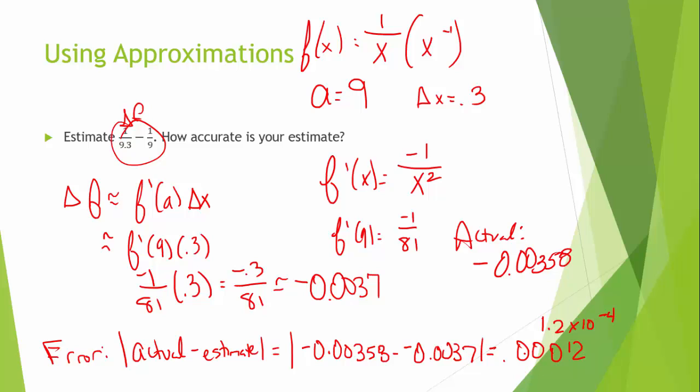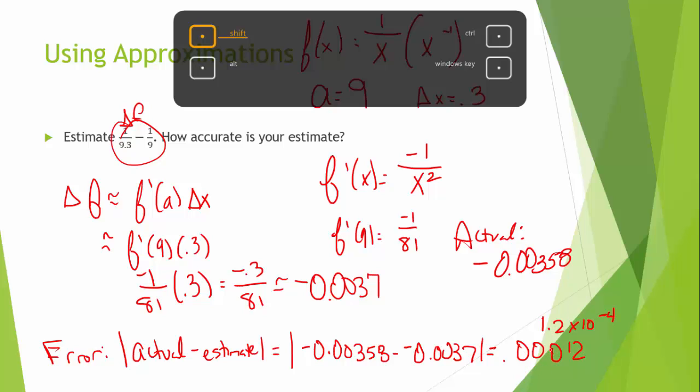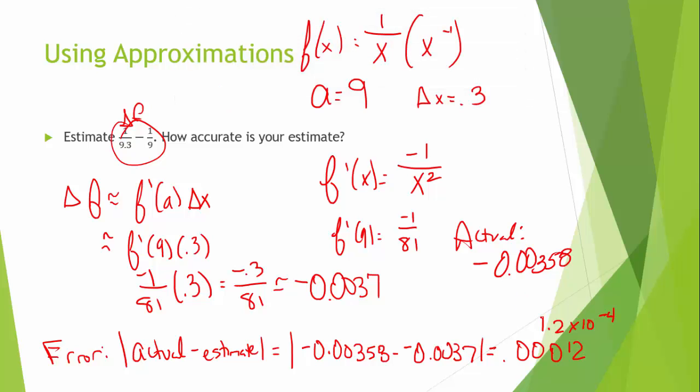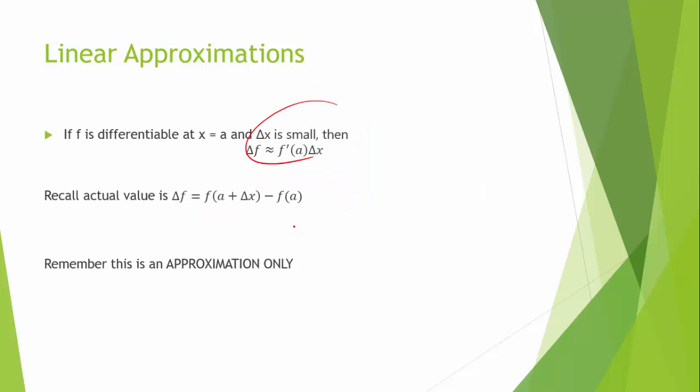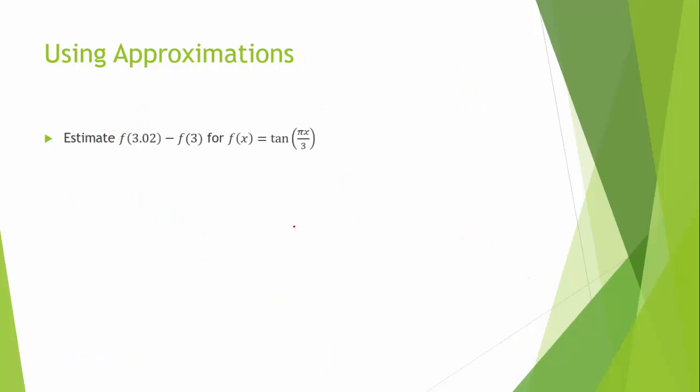That's pretty darn close. Okay, that's how far off basically we are from the true versus the actual. In fact, if you want to go back to the picture again, that basically means this gap is only 1.2 times 10 to the minus 4 here. So that's not bad. Let's look at another one. Let's look at one with some trig.